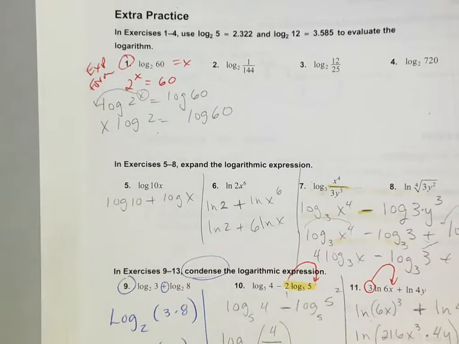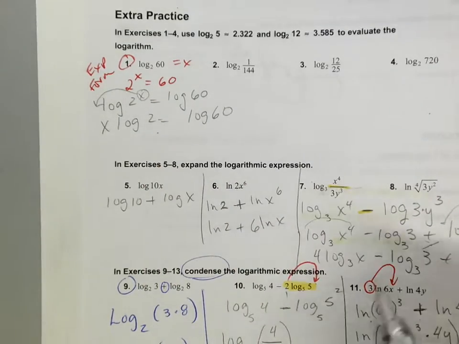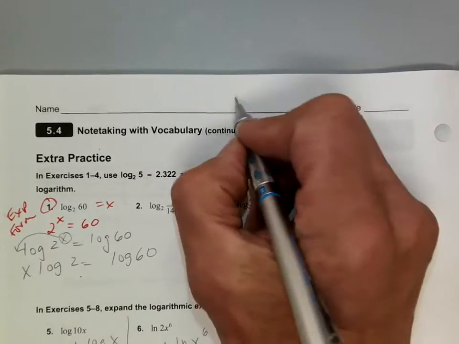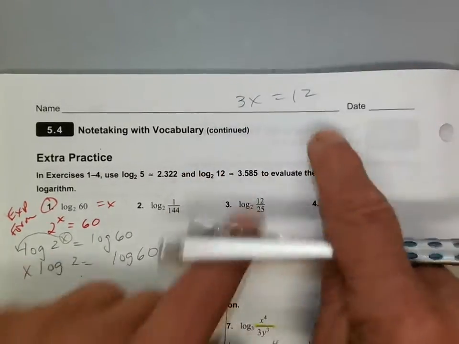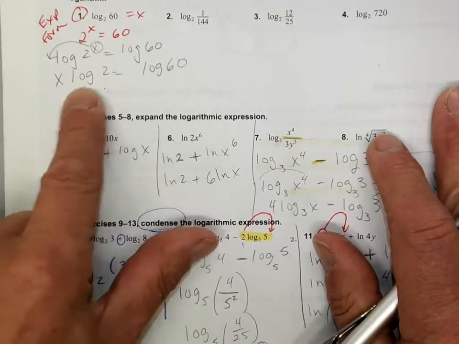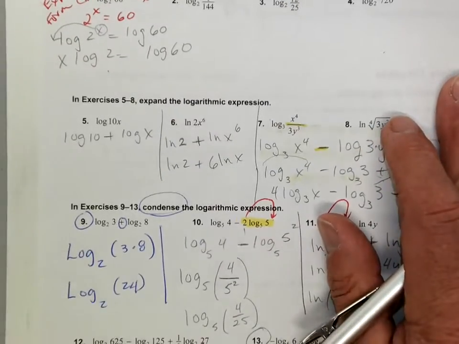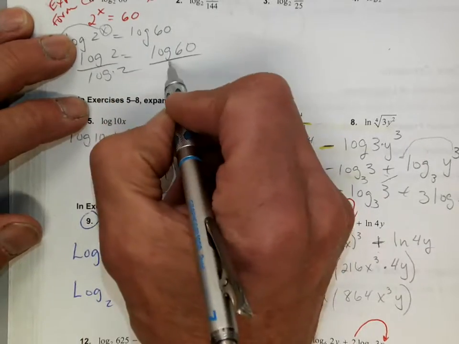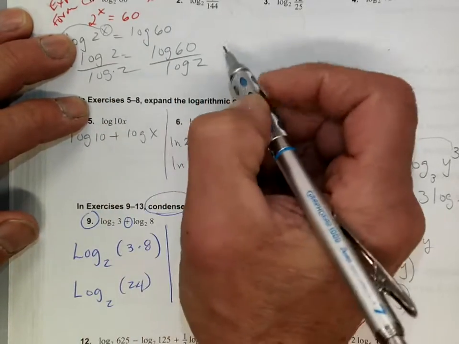Okay? Now, a little side note. If you had 3x equals 12, you would divide by 3, right? You guys agree? Divide by 3, divide by 3. Same thing. This is just a number. It's just a number on my calculator, isn't it? So let's divide by log 2 and use our calculator.